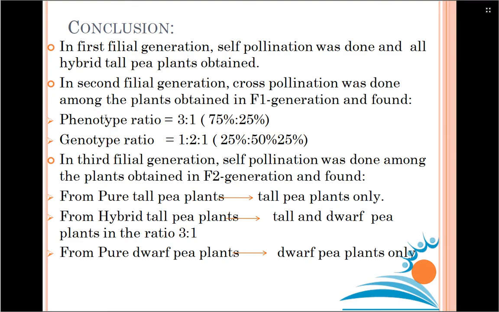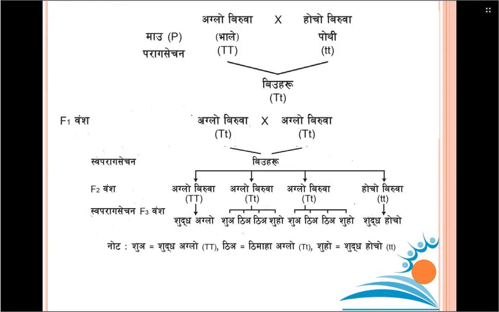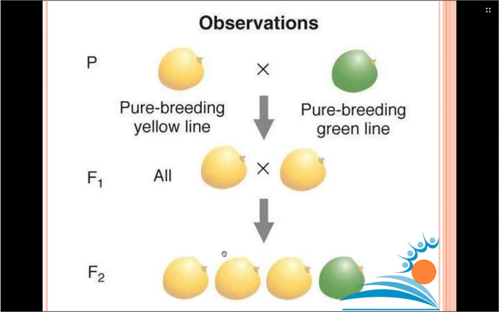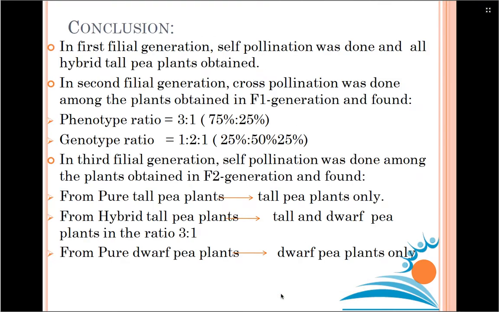So if you look at the ratio, the phenotype ratio is 3 to 1, because out of 4, 3 are yellow and 1 is green. And if you go percentage wise, then out of 4, 3 are yellow, means 75% yellow, and 1 is green, 25% is green, so the ratio wise is 75% to 25%.